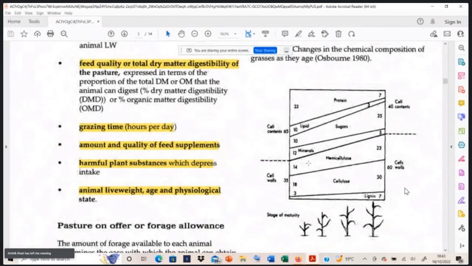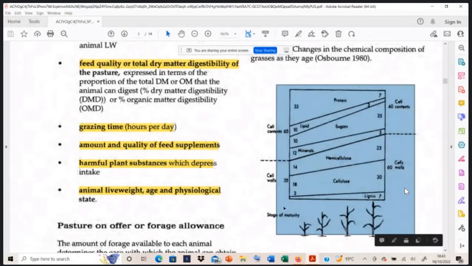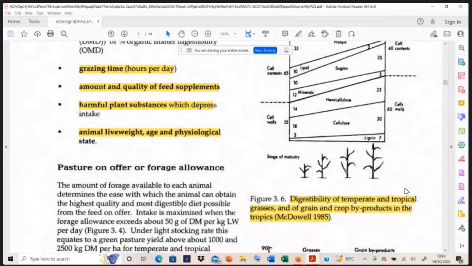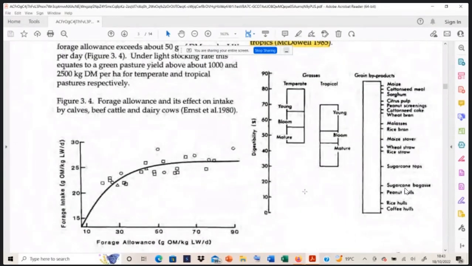So there are some critical factors affecting feed intake. One is the feed quality. So one example is here. At the initial stage, that means during the early stage, there is higher cell content. But conversely, at the maturity stage, lignin increases and the cell content is lower than the cell wall content, just opposite. So if we consider digestibility, then here is one good example. It shows in temperate grasses, at least 50% dry matter digestibility, while it was between 30 to 70% dry matter digestibility based on the growth stages of the crop.